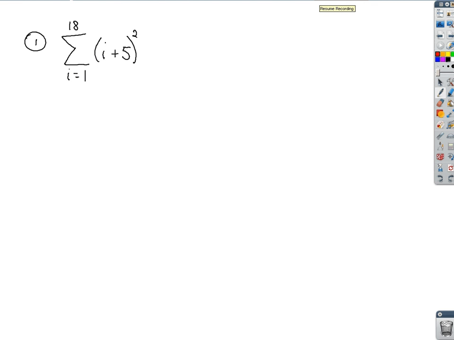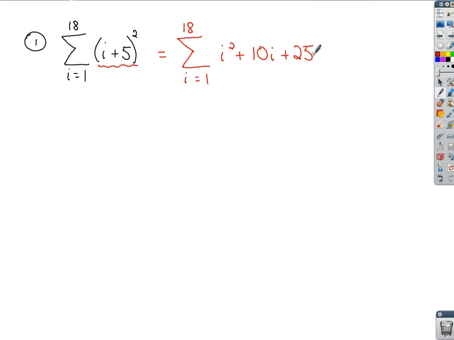So using sigma notation to evaluate this expression, the first thing I want to do is take the expression and make sure that everything is multiplied out as much as possible. It's nice to have some individual terms to work with so I can apply some of my theorems. So I start by taking that i plus 5 and multiplying it times itself since it's squared. When I FOIL all that out, I should get i squared plus 10i plus 25.